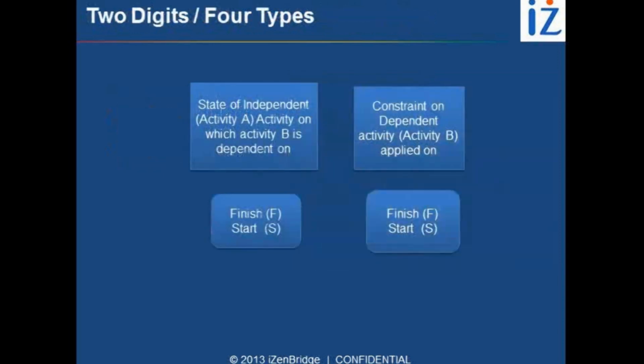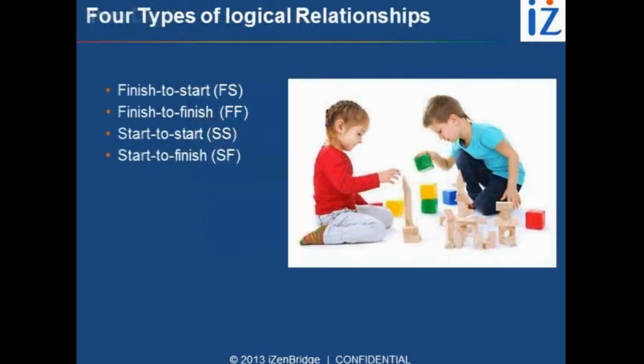Now, if we look at these four types of relationship, you will find that these relationships can be defined by two characters, F and S. When I use the term finish to start, we say FS. When we use the term finish to finish, we define it by FF. So these four relationships are defined by two characters, and each is made using F or S.